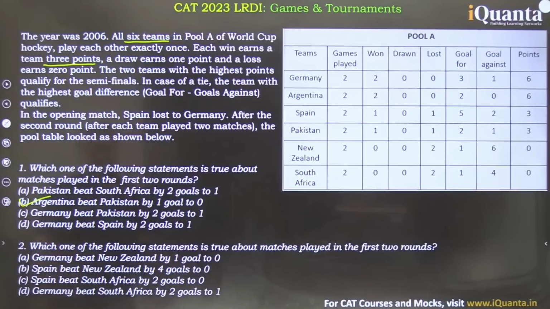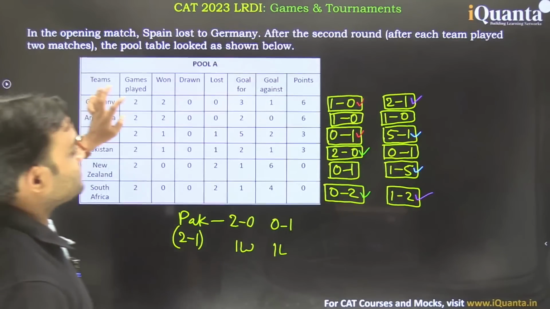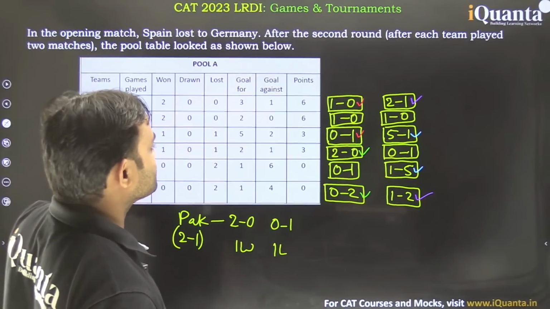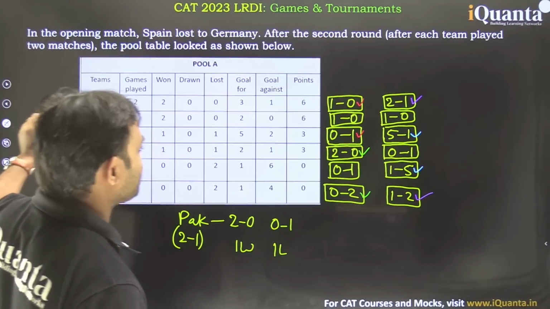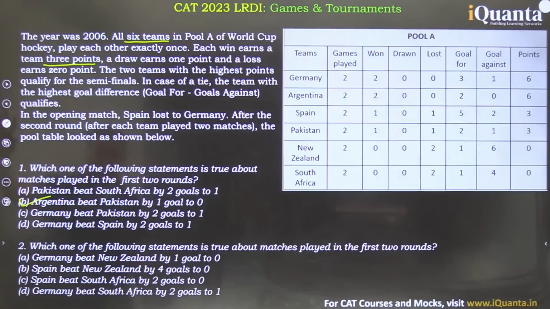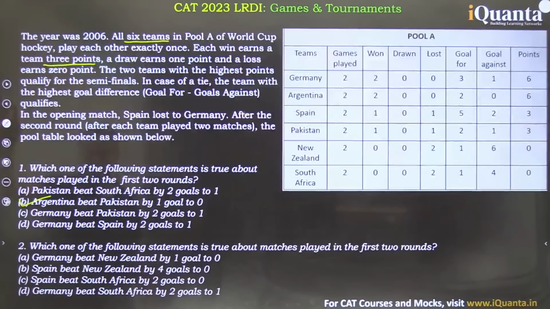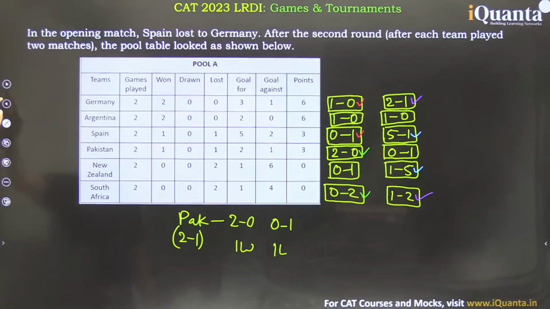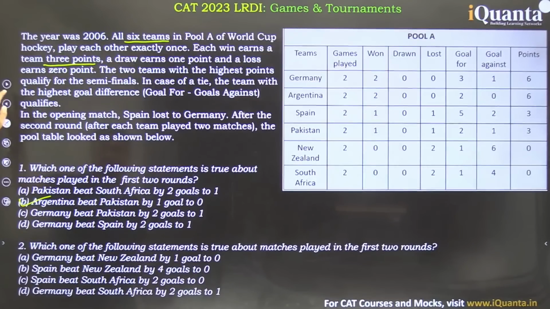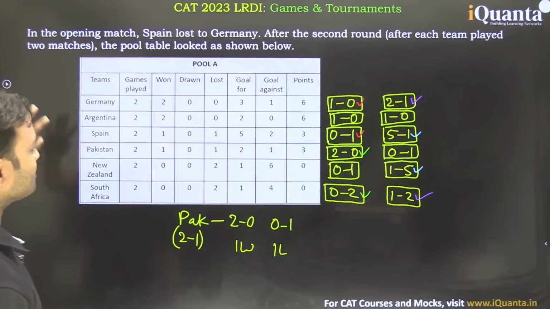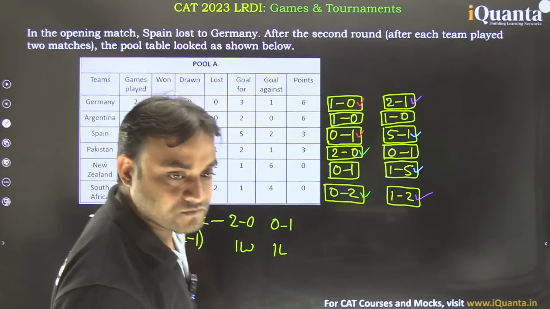Okay. Next. Which of the following statements is true about the matches played in the first two rounds? Germany beat New Zealand by 1-0 goal. Germany beat Spain by 1-0 goal. Spain beat New Zealand by 4-0, not correct. Spain beat South Africa by 2-0, not correct. Germany beat South Africa by 2-1, not correct. Okay, something is wrong here.